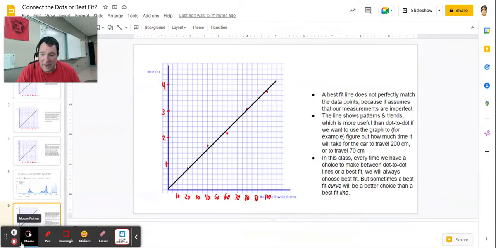I hope that you did get from all of that that I definitely agree with the idea of making best fit lines because it gives us more power to extrapolate and interpolate on a graph. Looking for big picture patterns is what we're really interested in.